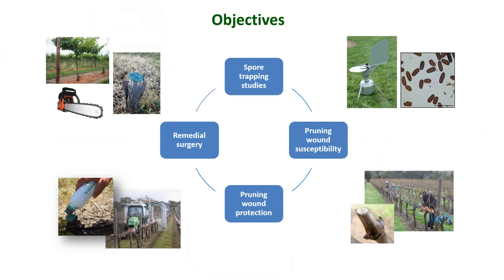Now for today's webinar, I'll focus my talk on the 4 objectives. So one is looking at the spore dispersal patterns of these pathogens. And we also look at the pruning wound susceptibility to these spores and how to protect these pruning wounds from infection. And lastly, looking at remedial surgery as a management option for vines that were affected with Botryosphaeria dieback.